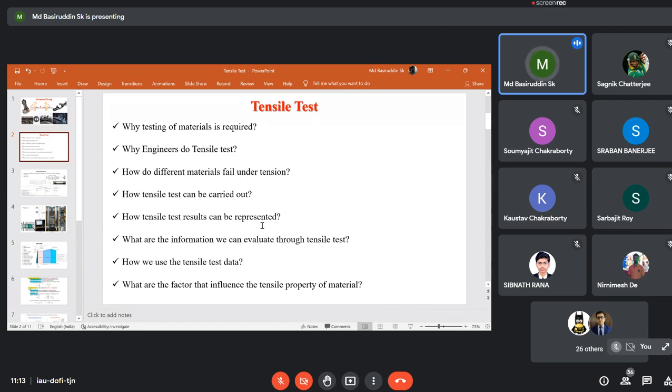In certain cases, if your material contains a lot more defects, then your first data may not be the accurate data. That is why you need to go for serial tests, and you have to be sure that whatever data you are getting is quite correct.